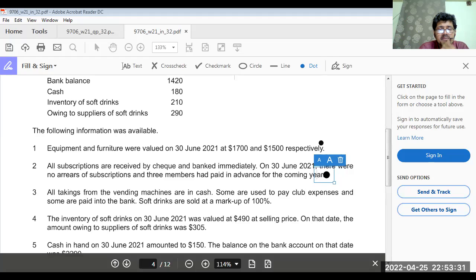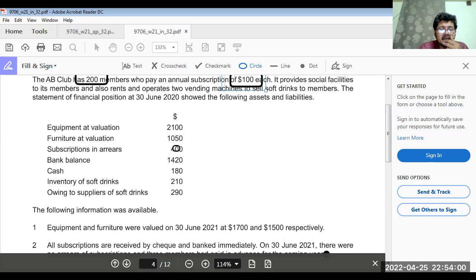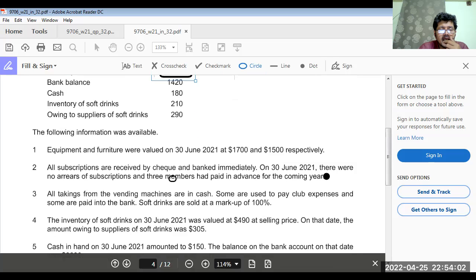There are 200 members, and each member is paying $100 each. So total membership we received is $20,000. But one thing, here are the arrears, and there were no arrears of subscription at end 2021. It means we have received this 400 also.